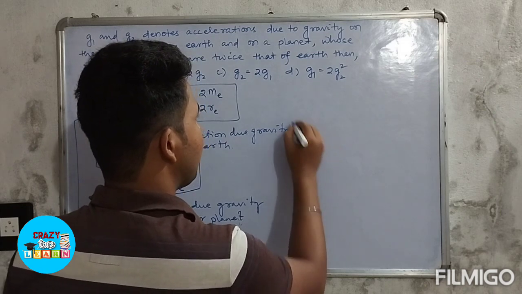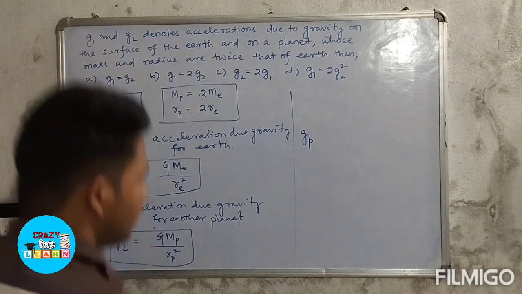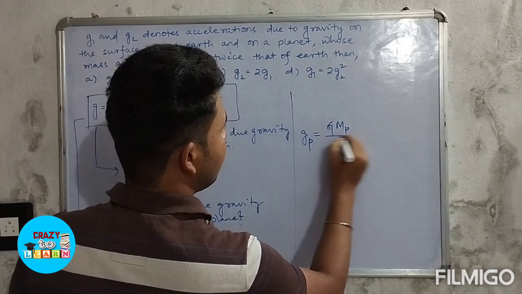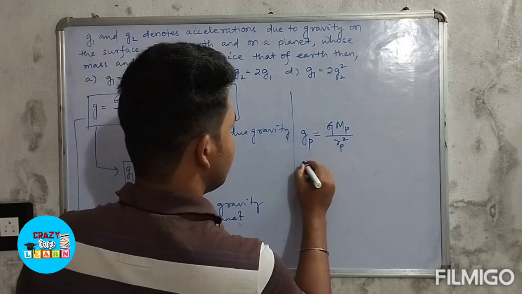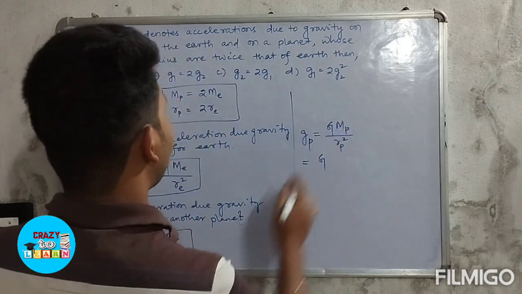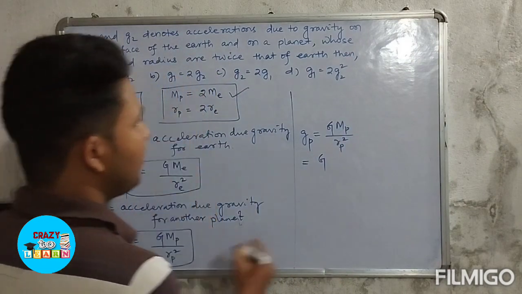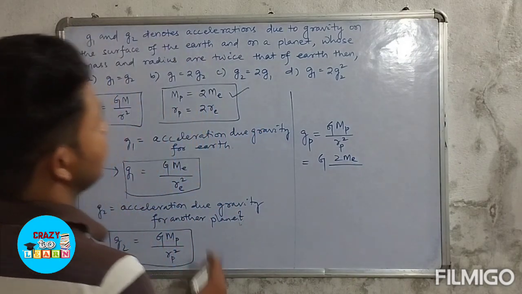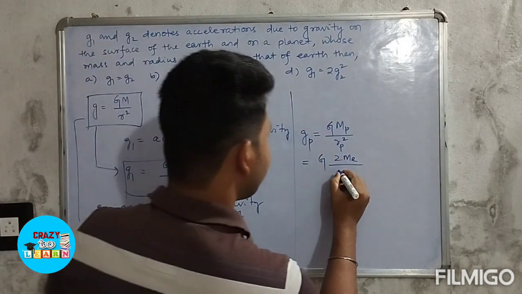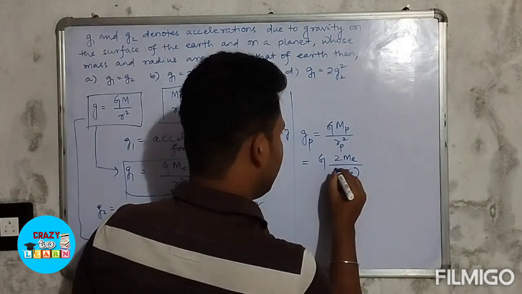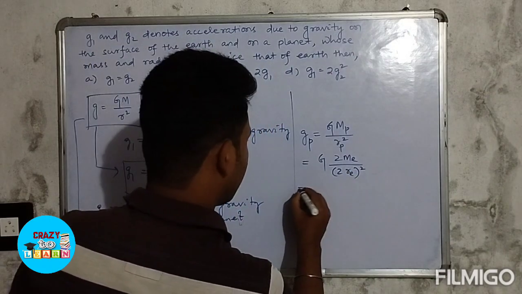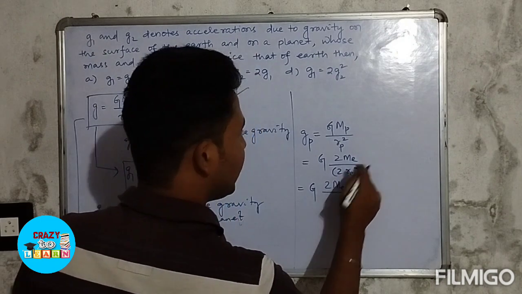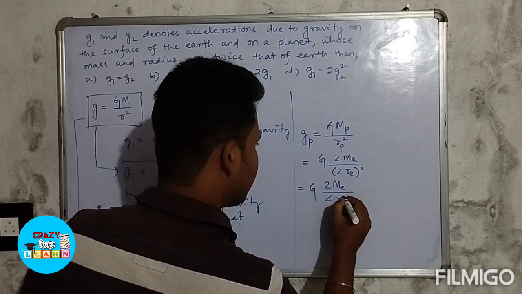Gp, acceleration due to gravity, Gp is equal to capital G capital MP by Rp square. So in the place of MP, just put MP is equal to 2Me, and in the place of Rp, write 2Re whole square. So what will you get? Capital G 2 capital Me divided by 2Re whole square, which is 4Re square.